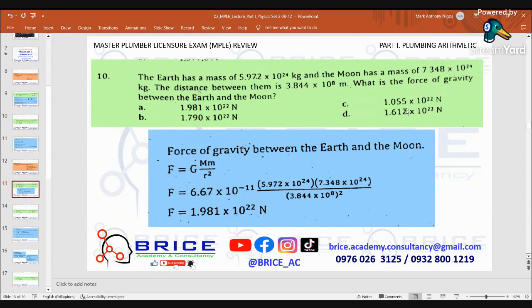Mass of the Moon, 7.3848 times 10 to the 24, over R, 3.884844 times 10 to the 8 squared. So that is the distance. The answer is 1.981 times 10 to the 22 Newton. Let us repeat that. The answer is 1.981 times 10 to the 22.